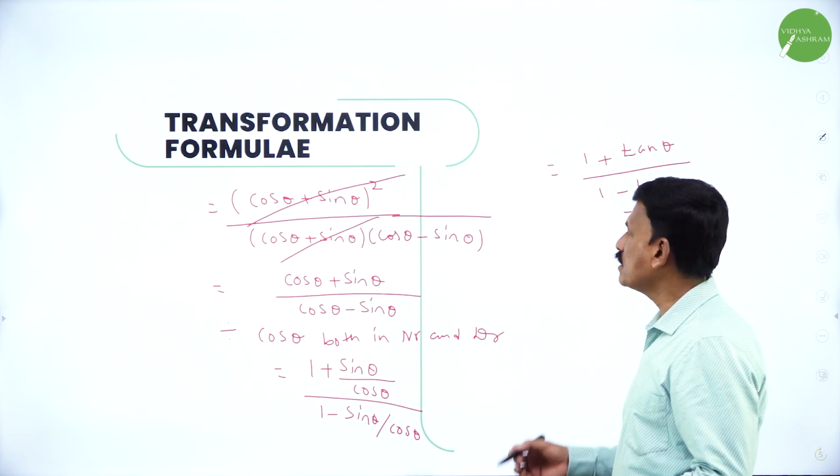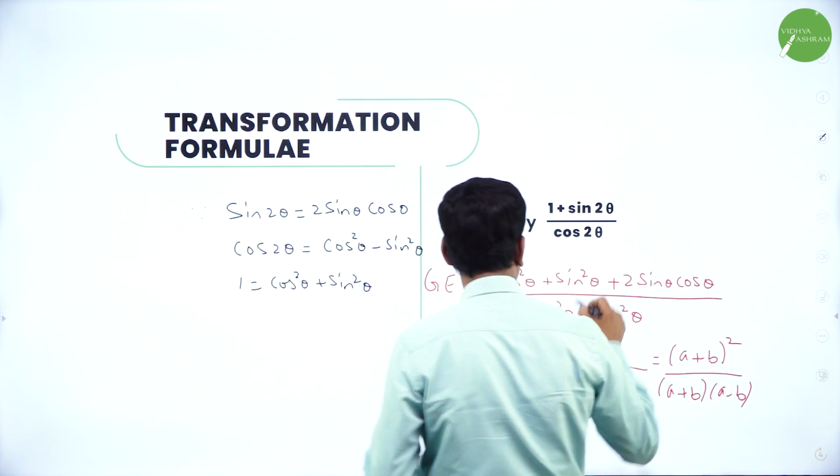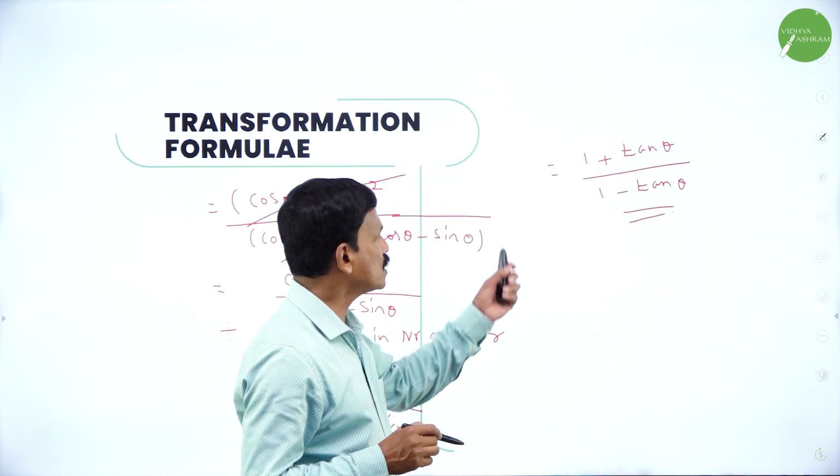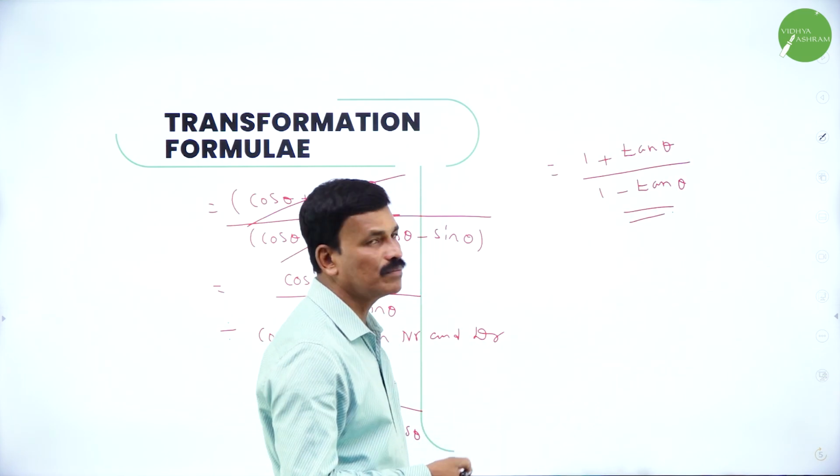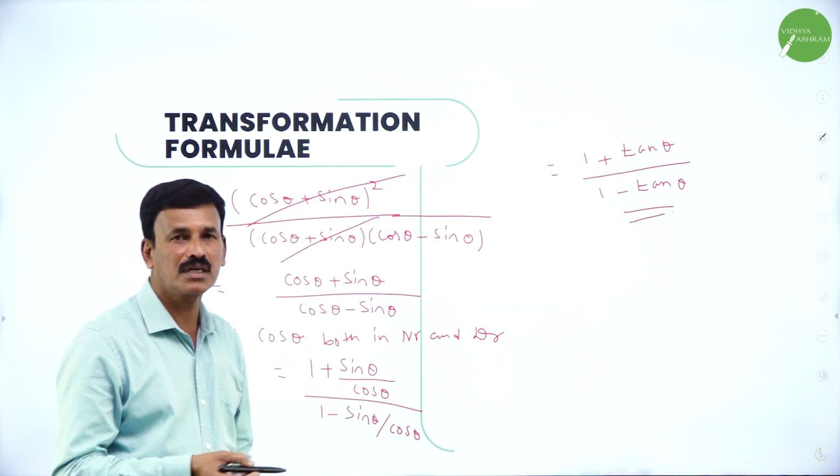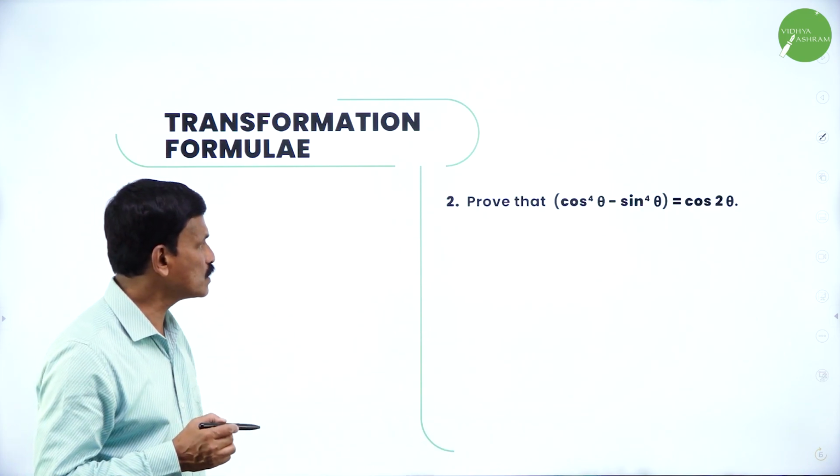So in the examination they may ask, prove that (1 plus sin 2 theta) divided by (1 minus cos 2 theta) is also equal to (1 plus tan theta) divided by (1 minus tan theta). The same procedure, right? Hope you followed. Now move on to the next problem.